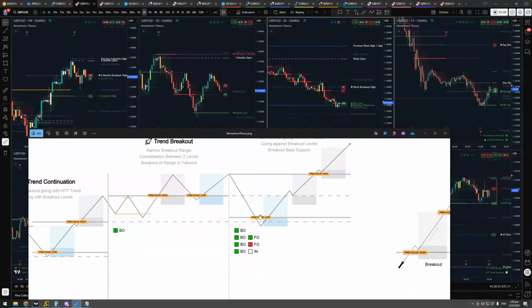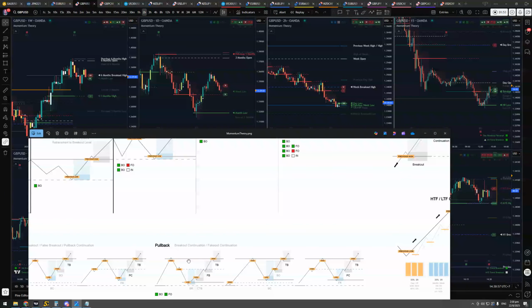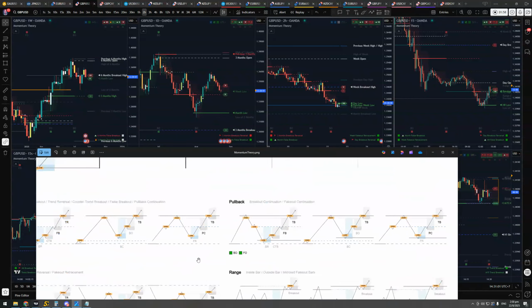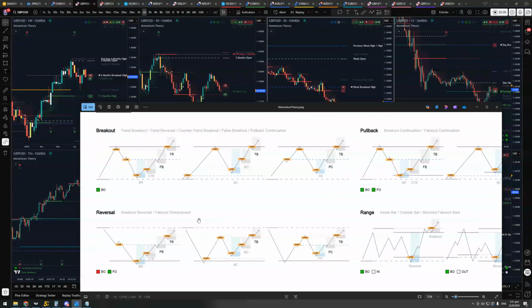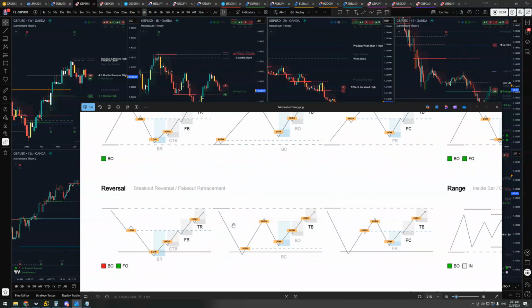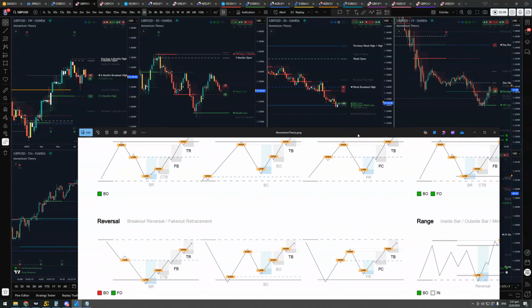And once price triggers that momentum time frame, which it has, then I am looking for an alignment. So right now I'm looking at that weekly fake out retracement. So I'm looking for fake out retracement patterns. I trade fake out retracements as reversals. And so I'm looking at either a reversal, continuation, or pullback pattern from down here.